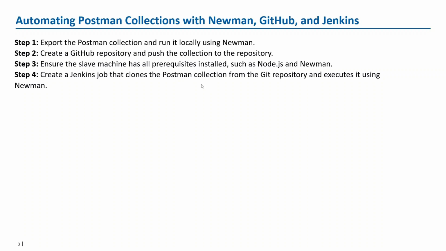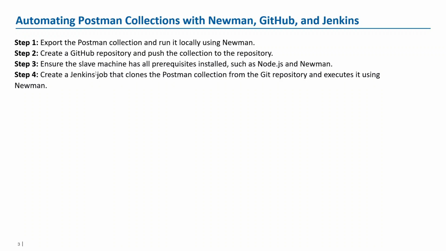In order to run the Postman collections from Jenkins, we'll have to follow the following steps. First, you need to export the Postman collection and run it locally via Newman. Okay, so once it is successful, then push the collection into the GitHub repository. We will be creating a new GitHub repository and pushing the collection. And after that, we'll also make sure that the slave machine has all the prerequisites installed.